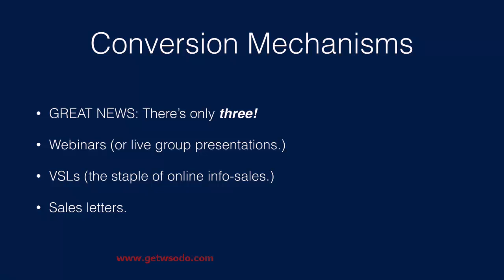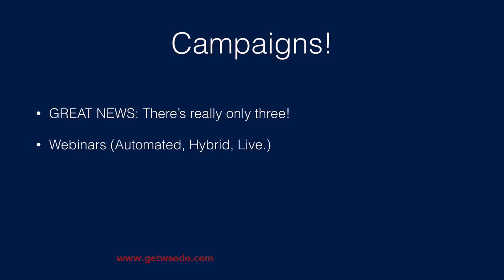All right, so now let's talk about campaigns. Well, great news. Once again, there's really only 3 campaign structures. The first one is webinars, right? So you could do automated webinars where everything's recorded. You could do hybrid webinars where most of the webinar is recorded and you're just showing up live at the end. Or you could do 100% live webinars. Either way, it's the same thing. It's you talking into a microphone over some PowerPoint slides. The end. And there's a structure for it. I'll show you the structure.